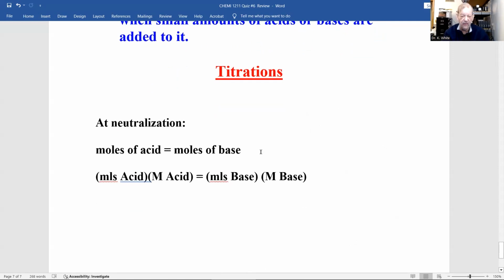Now, for monoprotic, one that only has one proton to give up or accept, acid or base, I've got this wrong on here. No, I have it right. It's been a long day. I simplified. You have milliliters of acid times molarity of acid equal milliliters of base times molarity of base. You'll be given in a problem the milliliters of acid and base, and either the molarity of acid and asked to find the molarity of base, or you'll be given the molarity of base and asked to find the molarity of acid.